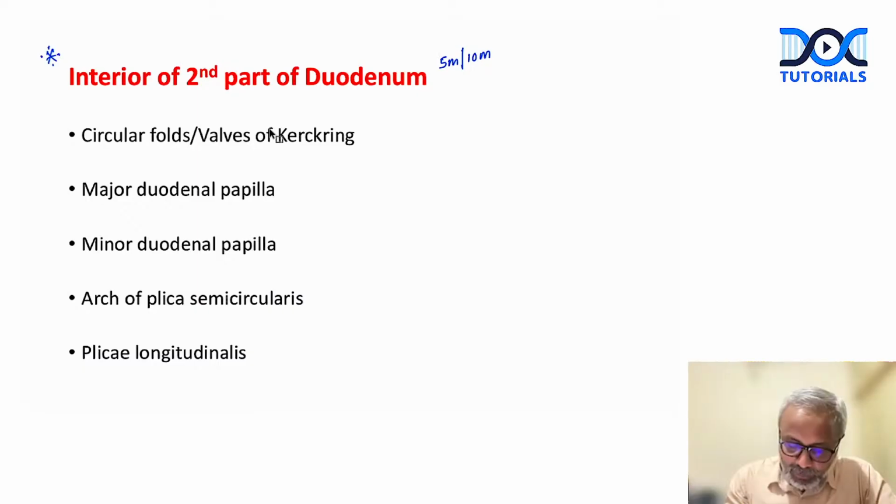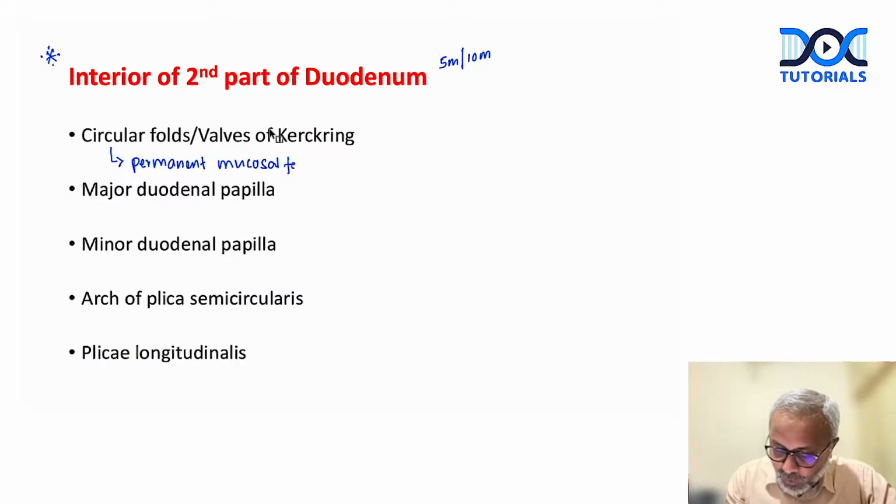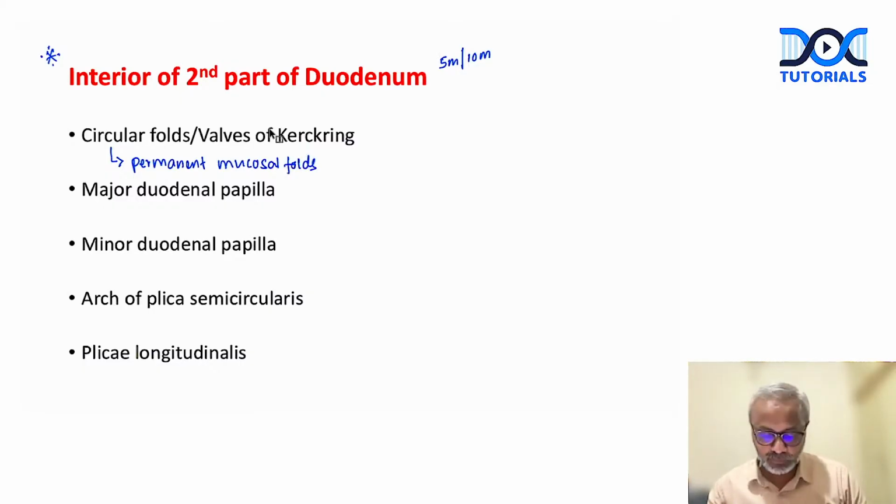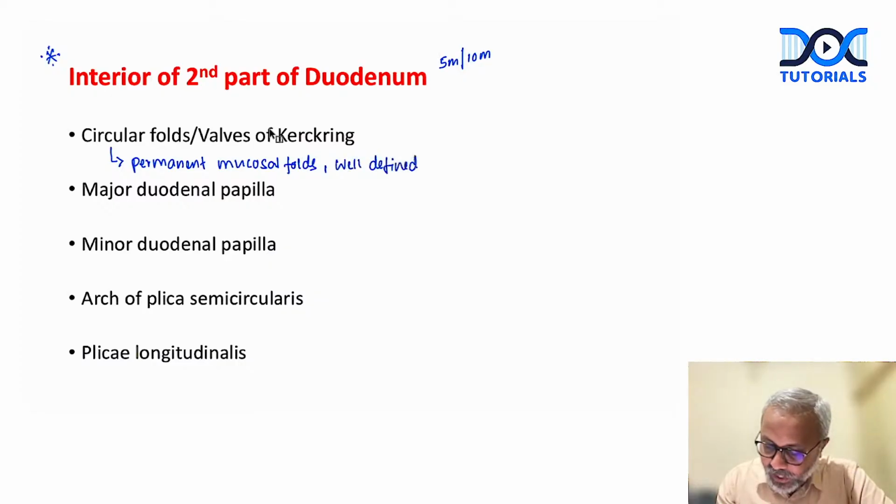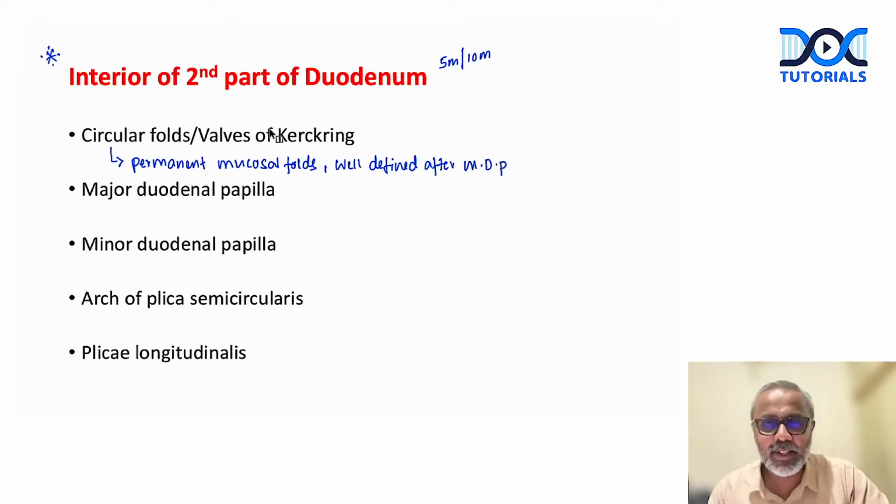The interior of the second part has circular folds, which are called valves of Kerckring. These are permanent mucosal folds. These folds become well defined after the major duodenal papilla. This is what we need to write for valves of Kerckring. So circular mucosal folds are called valves of Kerckring. They become well defined beyond the major duodenal papilla, right?